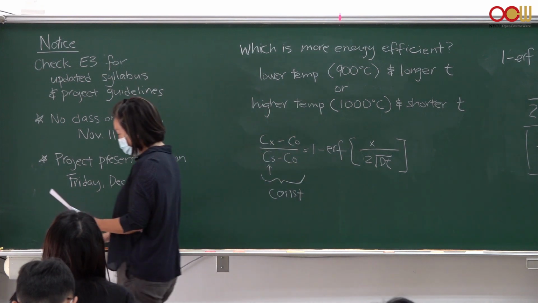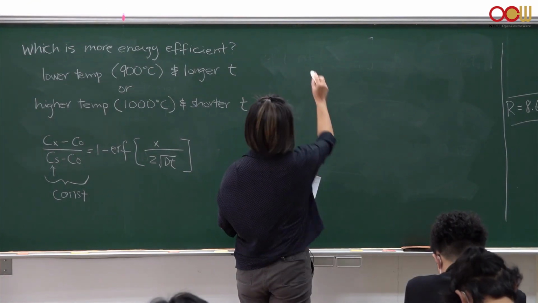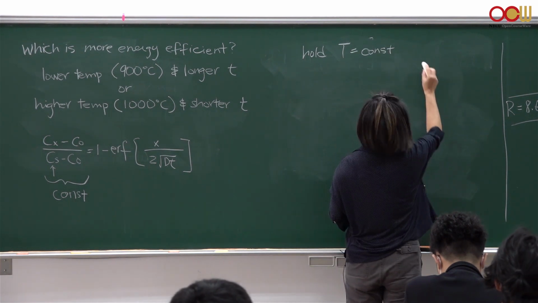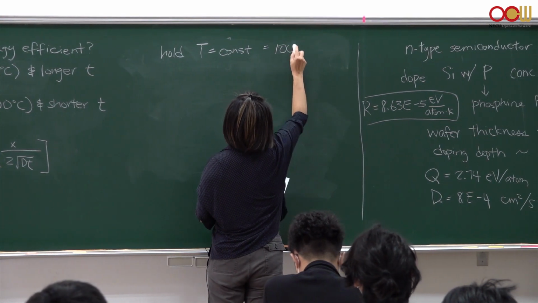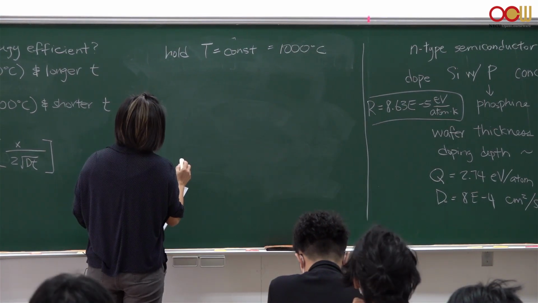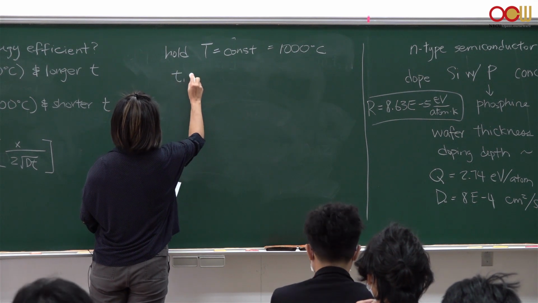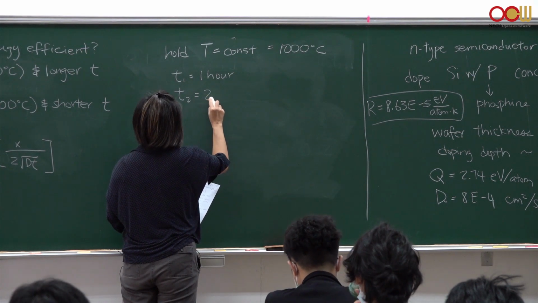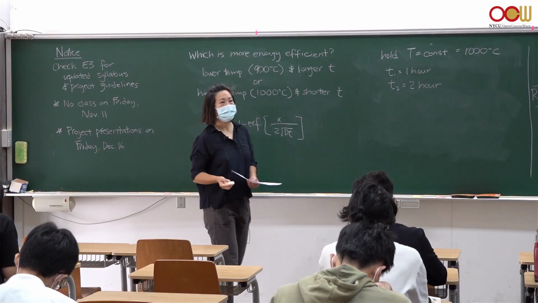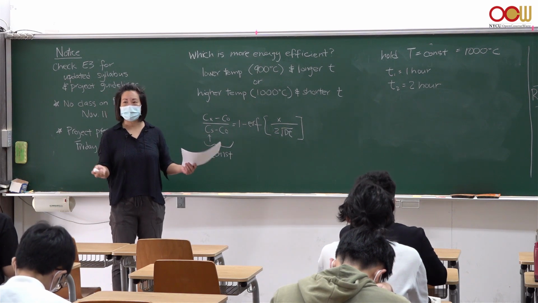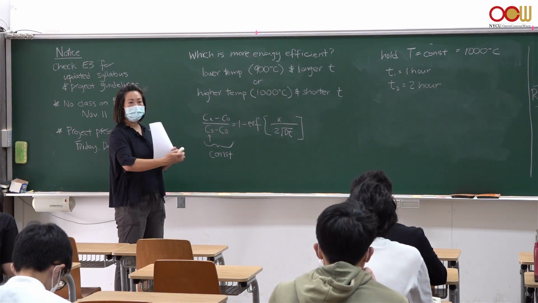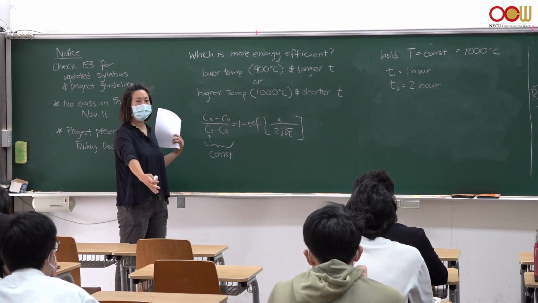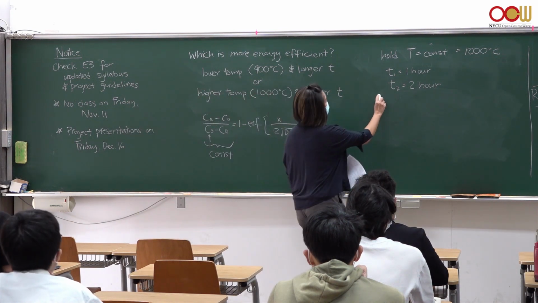So, different set of conditions, if we were to hold temperature constant. So let's say we decide we want to heat at 1,000 degrees C, and T1 equals 1 hour. Now we want to double the amount of time, and we want to know how much further into the material, the wafer, will our dopants diffuse. So how will X change?